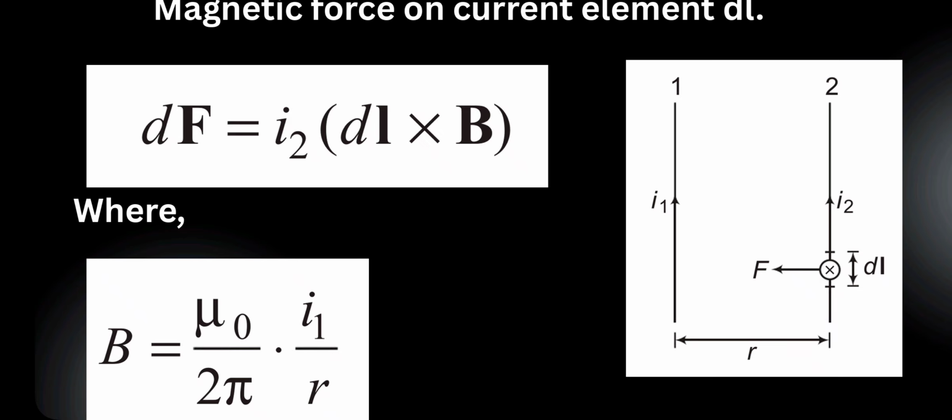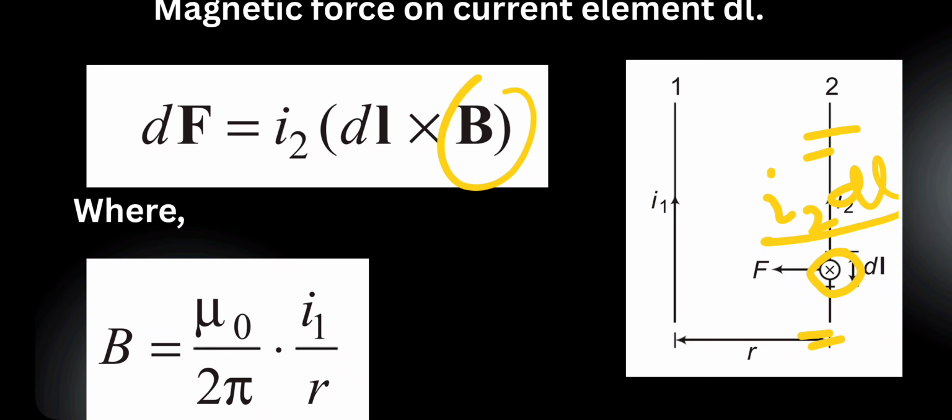Now forget this wire 2, just consider this element, and this element is I2 dl. So this I2 dl will react with this magnetic field B. So this represents the elementary force on the current element I2 dl due to the magnetic field at that position, due to the flow of current I1 through this wire.